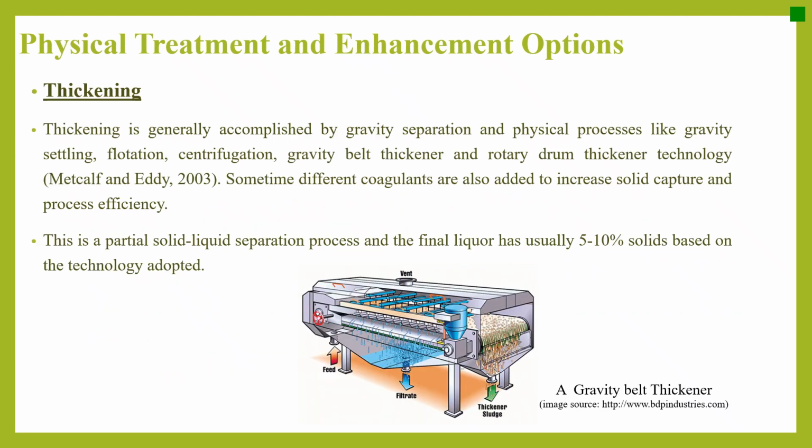Thickening. Thickening is generally accomplished by gravity separation and physical processes like gravity settling, flotation, centrifugation, gravity belt thickener, and rotary drum thickener technology. Sometimes different coagulants are also added to increase solid capture and process efficiency. This is a partial solid-liquid separation process, and the final liquid has usually 5 to 10% solids based on the technology adopted.